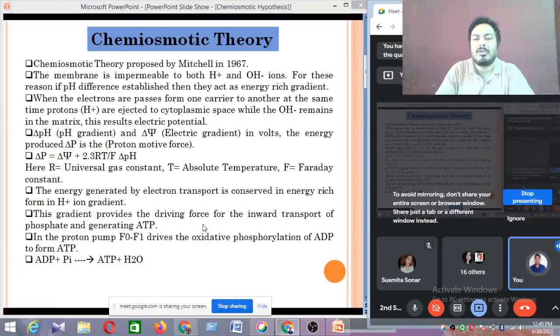Pi means inorganic phosphate. Then they produce the energy-rich compound called the ATP molecule. So the ATP molecule is formed by the union of ADP plus energy-rich H plus and inorganic phosphate, Pi. All these three molecules form the energy-rich compound called the ATP molecule. And all these ATP molecules are formed inside the system called complex number 5, which is also called the ATP synthase.